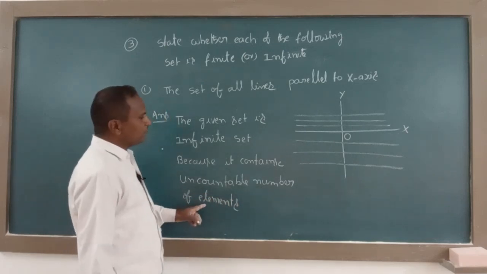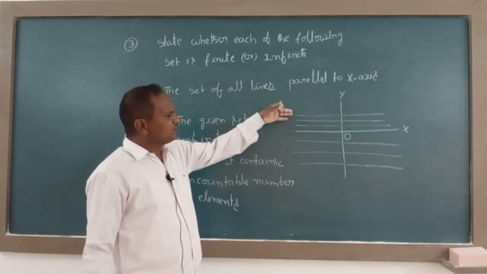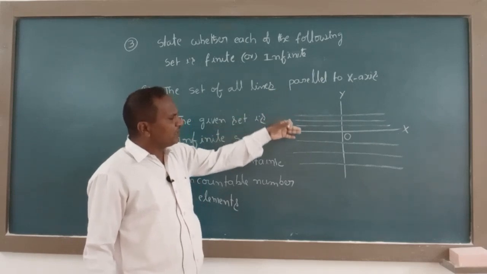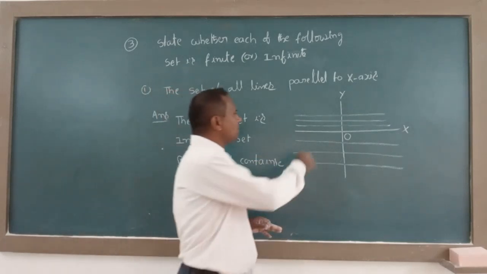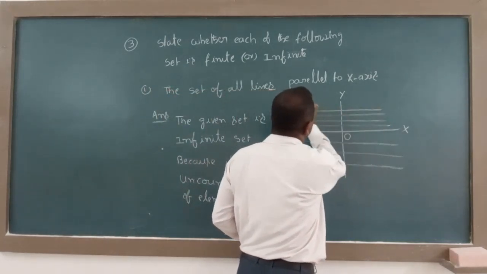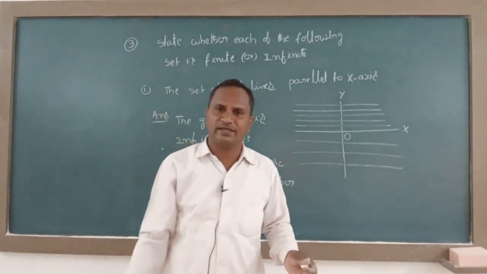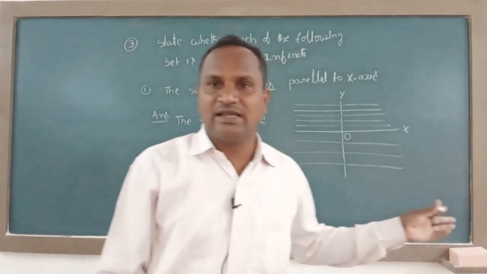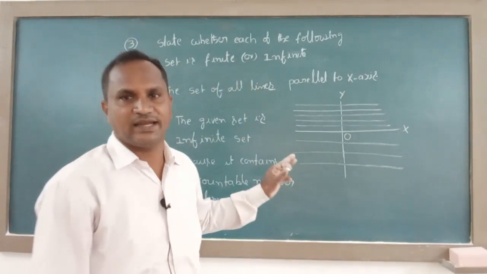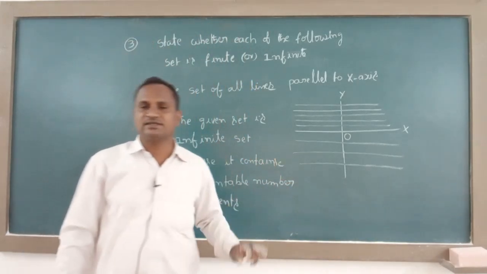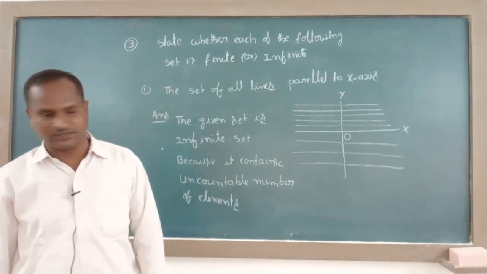Here, uncountable number of elements means we can draw infinite number of lines which are parallel to x-axis. There is no limit. We can draw any number of lines like this. How many lines we can draw, we don't know, but they are all parallel to x-axis. That's why the set contains an uncountable number of elements. We can't count them. So the answer is: the given set is an infinite set. Now we are going to give the answer for the second question.